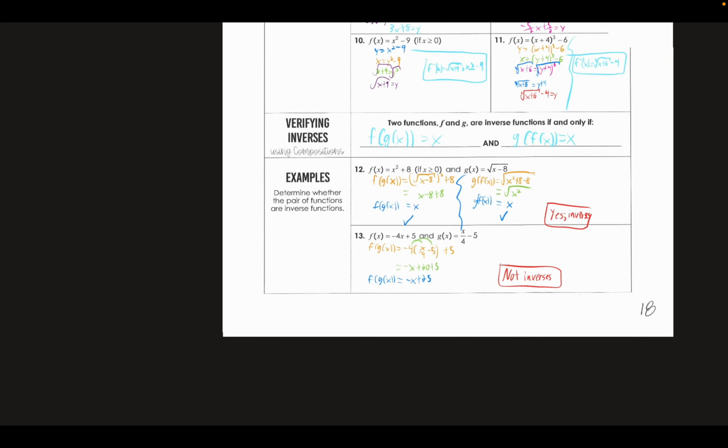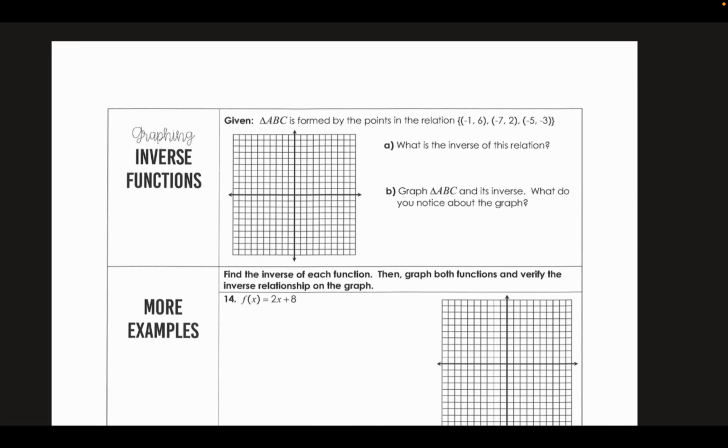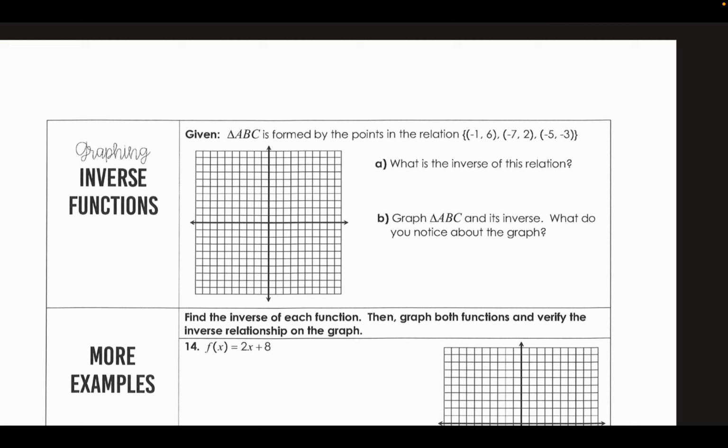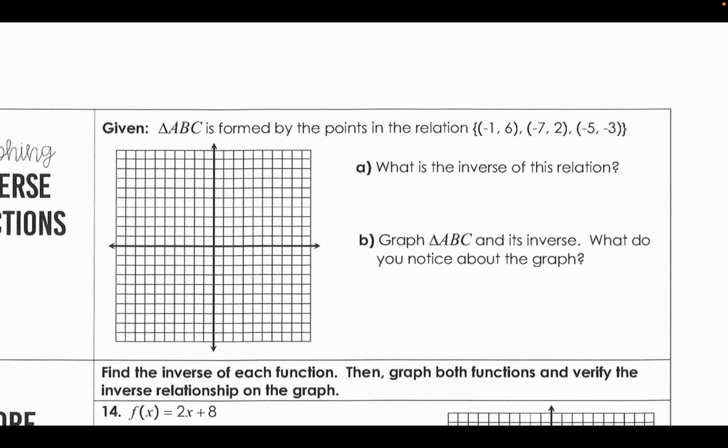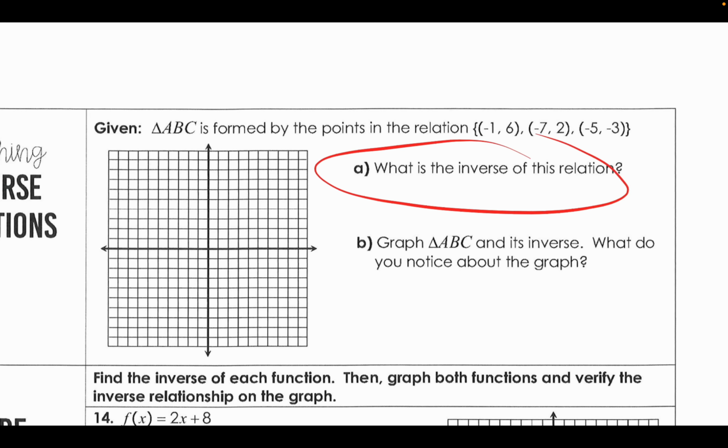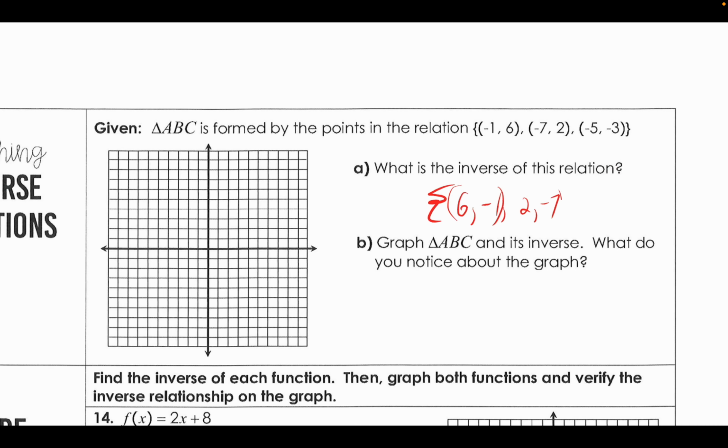On to our last page for this unit, graphing inverse functions. And so what we're going to do here is we're going to graph a triangle. We're given triangle ABC by these points, negative 1, 6, and so on and so forth. And so first, we're actually told to write the inverse. And so the inverse of the relation, I'll just flip around the points: 6, negative 1, 2, negative 7, and negative 3, negative 5. Then we're told to graph the original and its inverse. So I'll graph the original in green and the inverse in red.